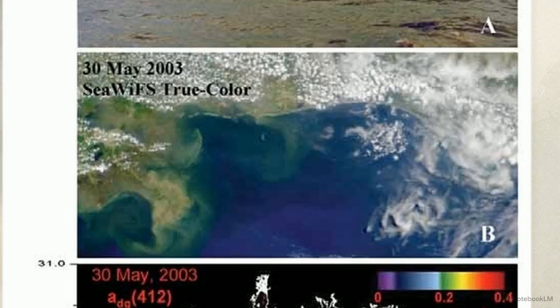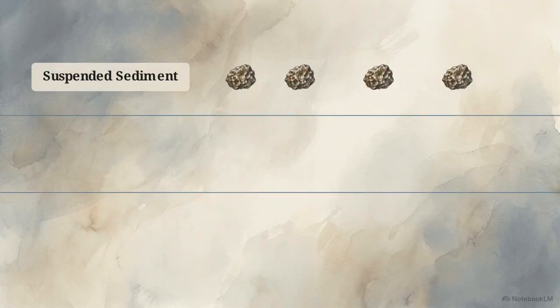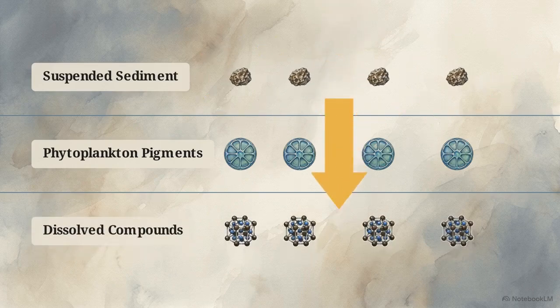This true color satellite image shows the sheer scale of the river's impact. A thick, opaque brown plume extends hundreds of miles into the deep blue water of the Gulf of Mexico. That café au lait color is a deceptive visual mask, a composite of suspended sediment, phytoplankton pigments, and invisible dissolved compounds, all interacting with sunlight simultaneously.